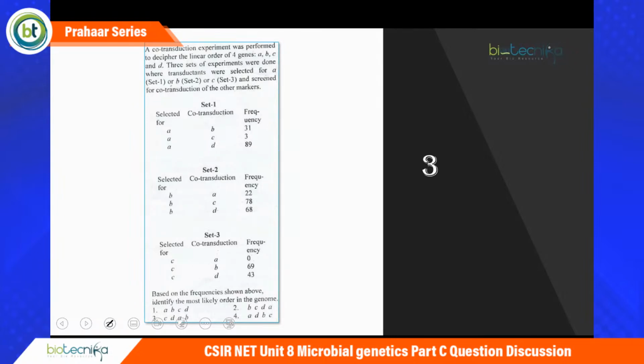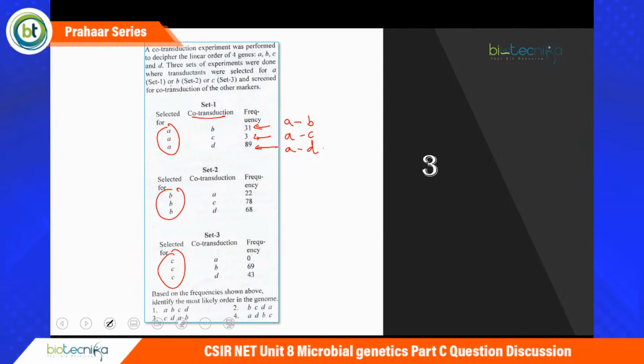Okay. So here this set 1 is selected for A. Here it is selected for B. This set 3 is selected for C. Now selected means what? That for sure you are checking whether that particular gene has transferred to the recombinant or not. Along with that, whatever gene has come, that is mentioned here. So basically in this set, you have 31 cells where A and B both were co-transduced. You have 3 recombinant cells where A and C have co-transduced, and you have 89 cells where A and D have co-transduced.